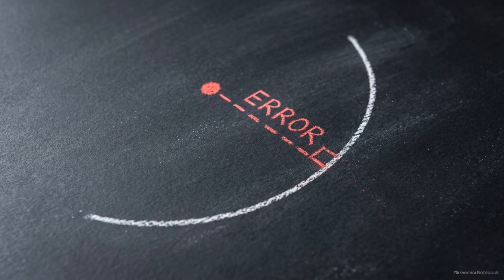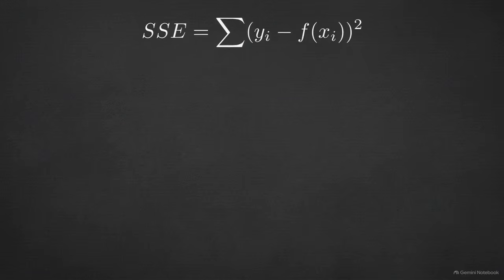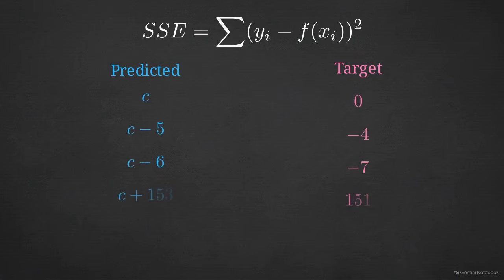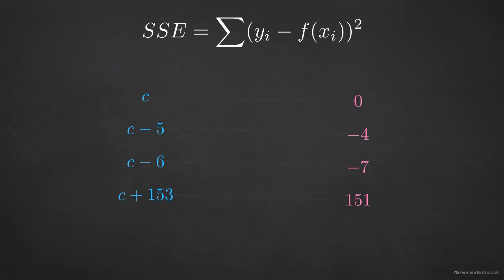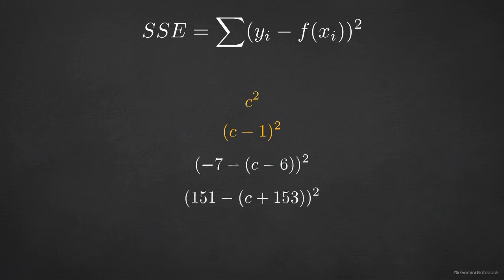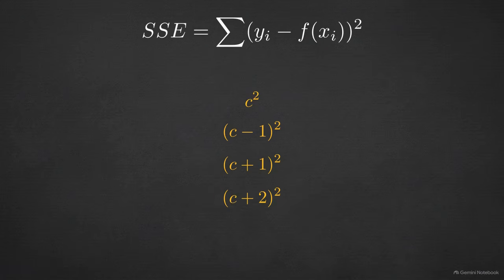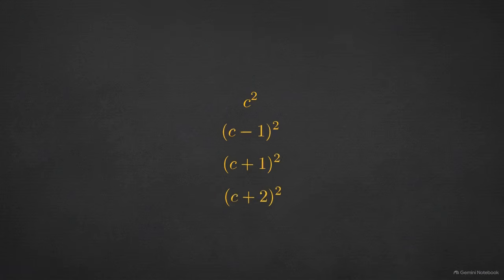In data science, error is the literal geometric distance between our theoretical model's output and the actual recorded data. To measure this total distance, we use the sum-squared error protocol. Squaring these distances penalizes large outliers and prevents negative and positive deviations from canceling each other out. Let's calculate those squared differences. For the first 2 points, subtracting the target y values leaves us with c squared and c minus 1 squared. Subtracting the remaining targets yields c plus 1 squared and c plus 2 squared.